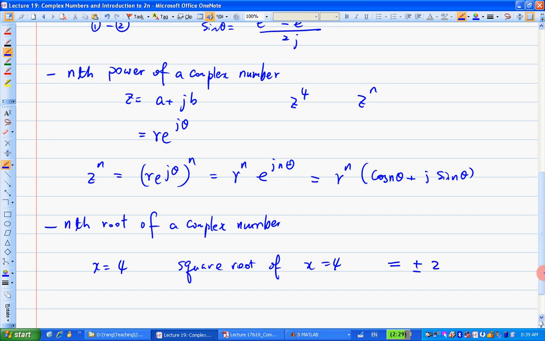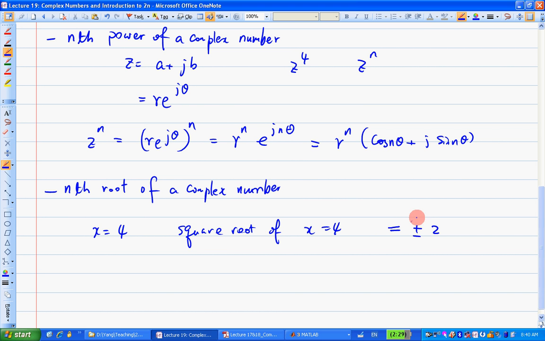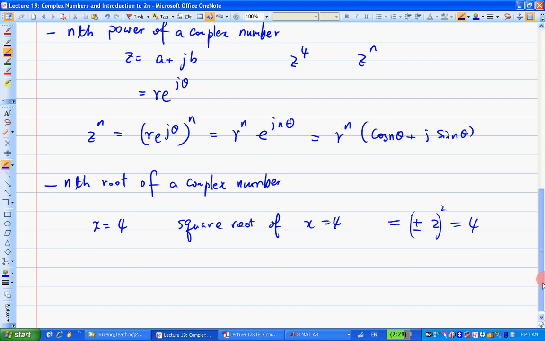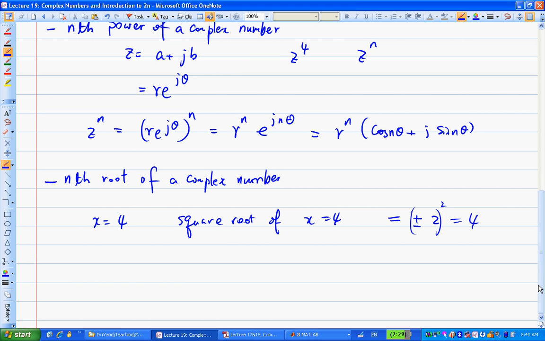The reason is that the power of this gives you back this 4. So we call positive and negative 2 the square root of 4 here. That's purely talking from the real domain. If this is a negative number, x equals negative 4, you don't have any real square roots. So now we're going to talk about this nth root concept for a complex number.